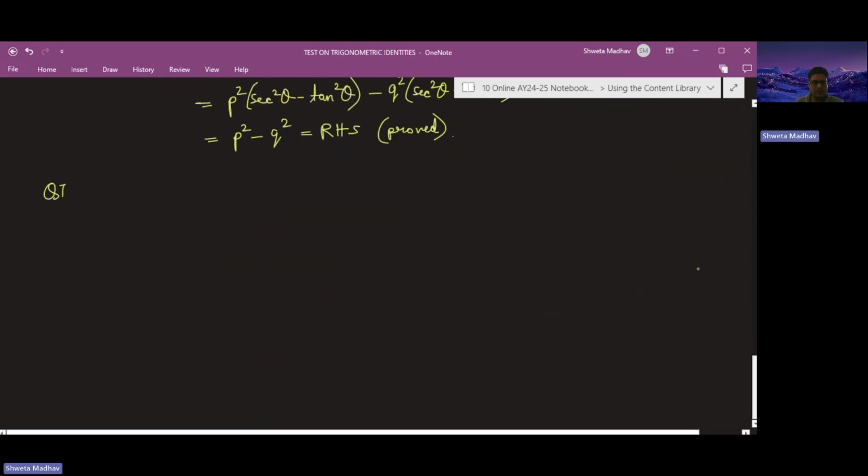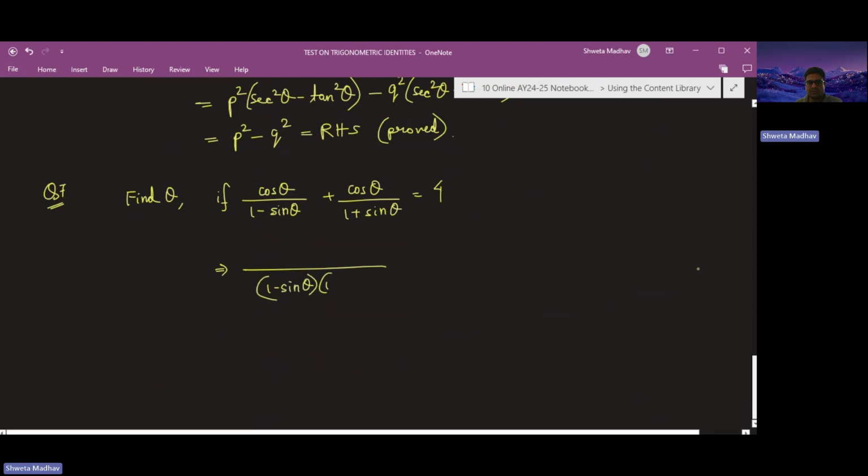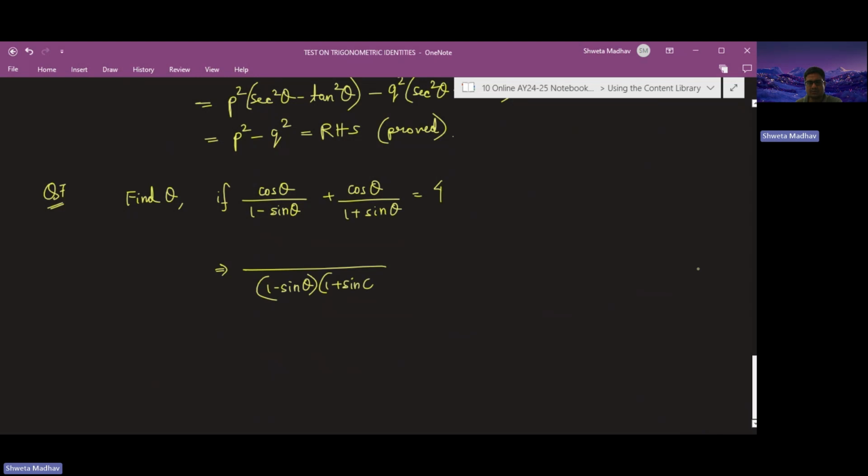Then in question number 7, it has been told, find the value of theta if cos theta by 1 minus sin theta plus cos theta by 1 plus sin theta is equal to 4. So now we can take the LCM of 1 minus sin theta and 1 plus sin theta. So that will be 1 minus sin theta into 1 plus sin theta. This will be the LCM of these two terms.